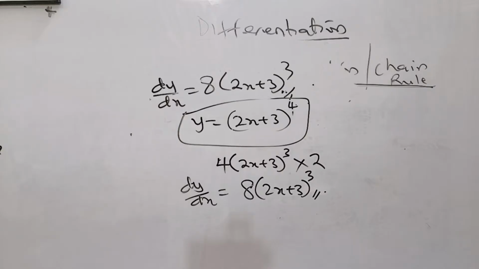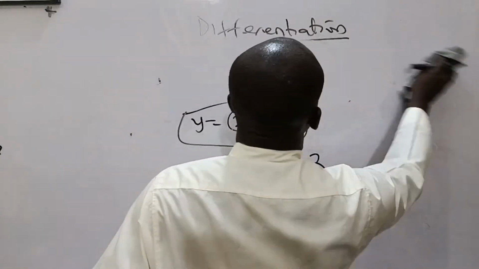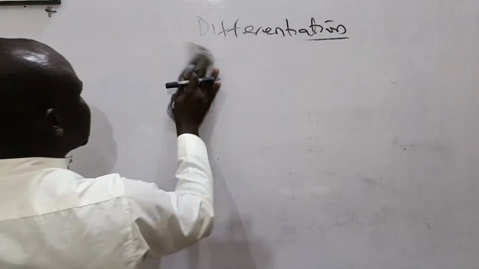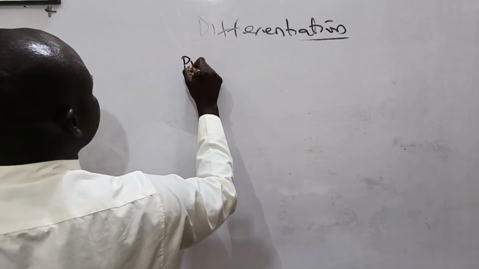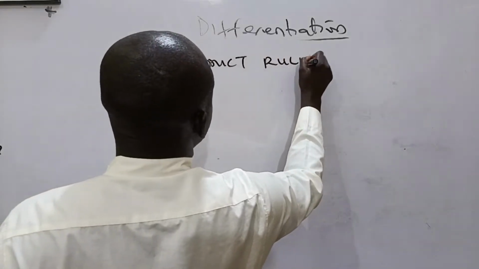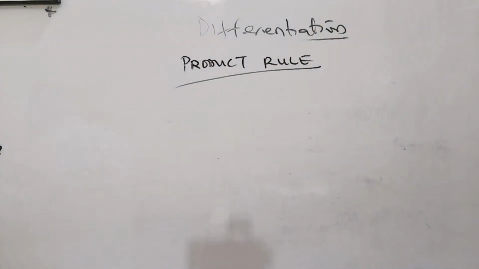Okay? This is the type of question where you apply function of a function. Then because of our time today, I will stop at product rule. That is product rule, where we have a product of two functions. It is called product rule.